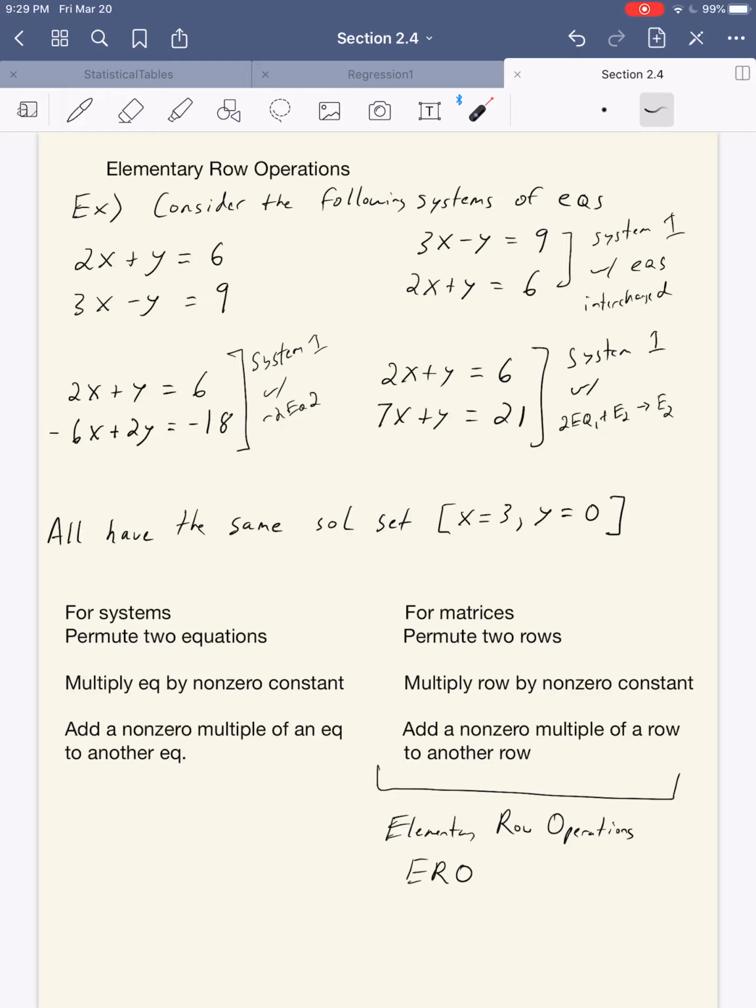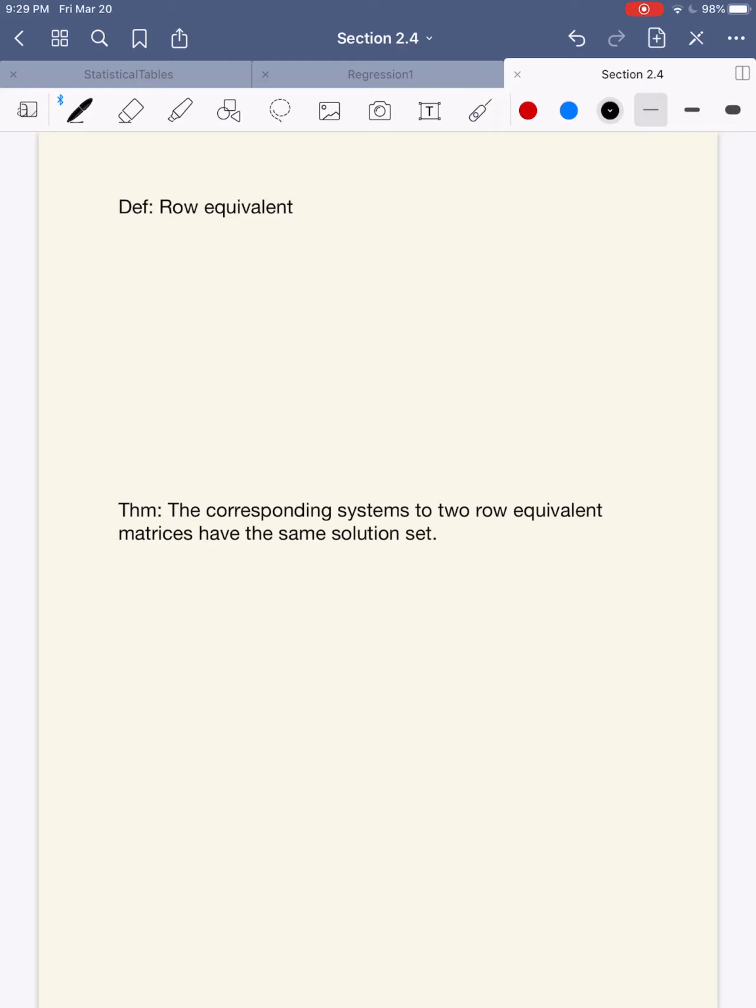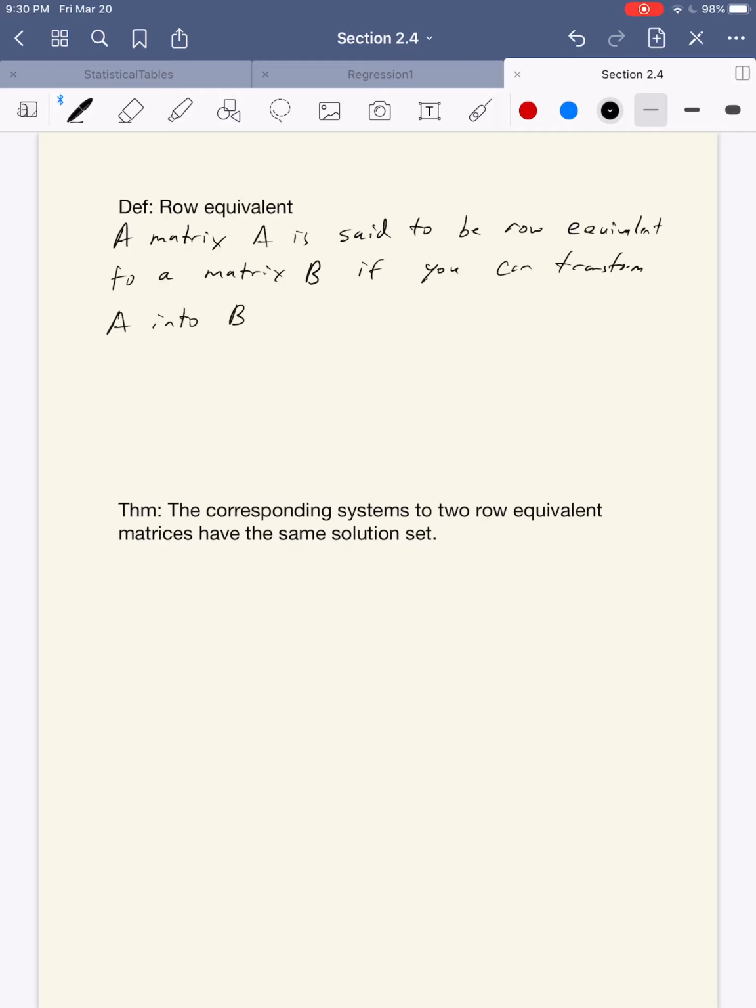All right, now we're ready to go on to that next page and talk about this definition here. So, row equivalent. A matrix A is said to be row equivalent to a matrix B if you can transform A into B using only elementary row operations.